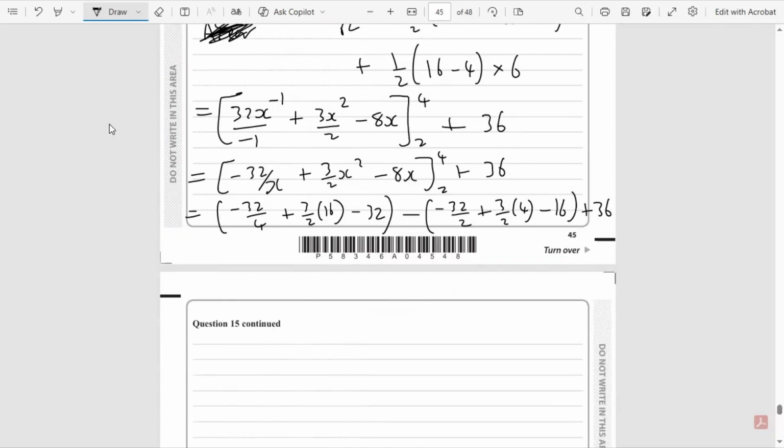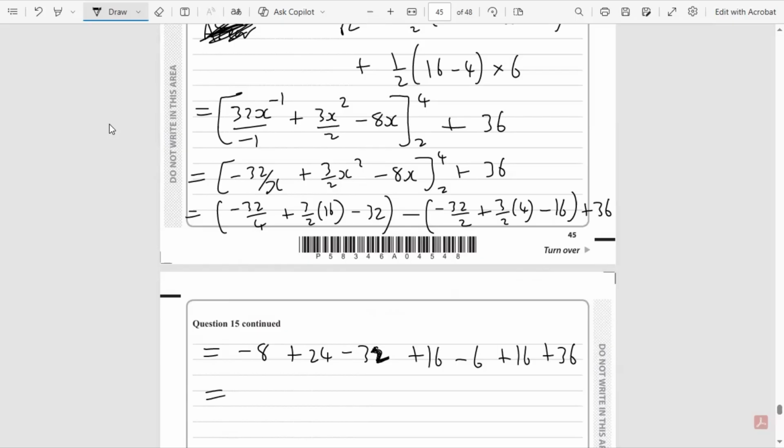So we've got minus 32 over 4, that would be minus 8. Then we have 3 over 2 times 16, which is the same as 3 times 8, which is 24. Then we have a minus 32. Then we minus everything inside the second pair of brackets, so this is plus 32 over 2, which is plus 16. Then we've got 3 over 2 times 4, which is the same as 3 times 2, which is 6, but minus that, so minus 6. And then we have minus 16, so plus 16, plus 36.